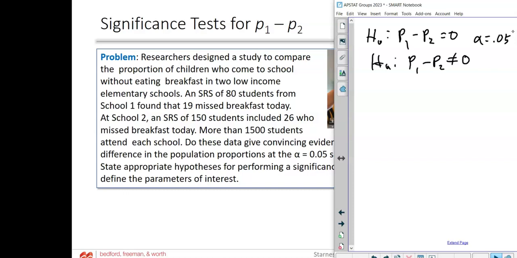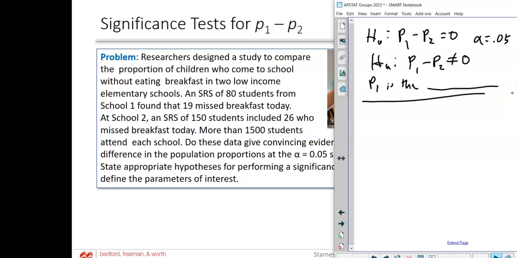You also want to define the proportions. P1 is the true proportion of students at school 1 that missed breakfast today. P2 is the true proportion of students at school 2 that missed breakfast today. Okay, so we define that step. That's what we call the state step.